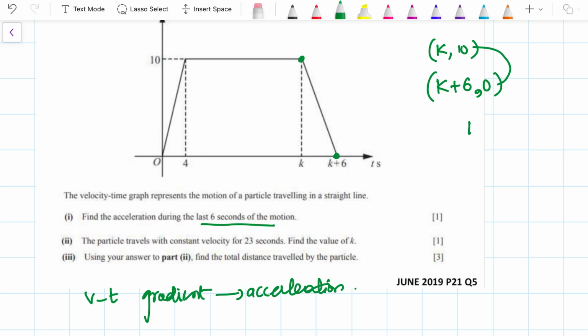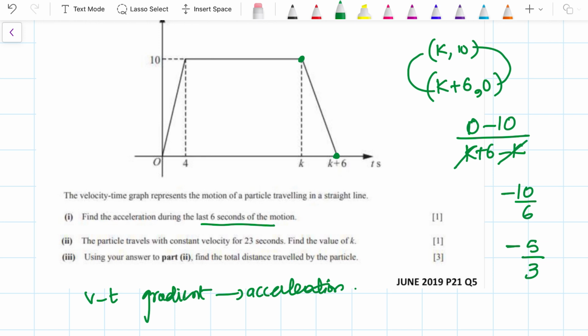0 minus 10, k plus 6 minus k. So this becomes a minus 10 upon 6, which is a minus 5 upon 3. So this is my acceleration for the first part.